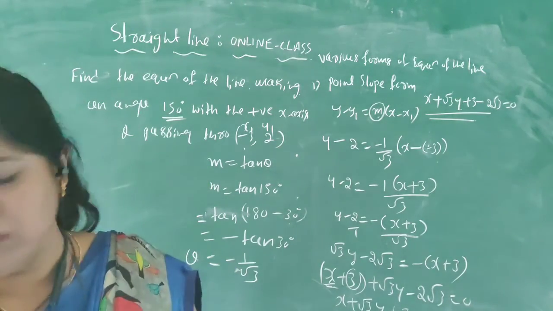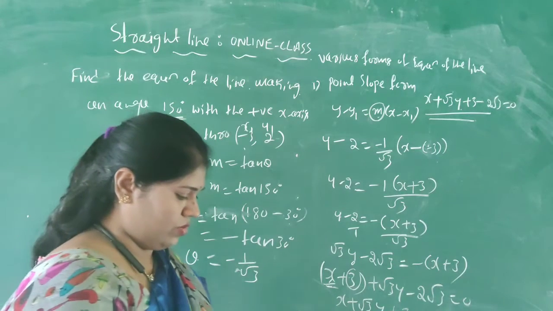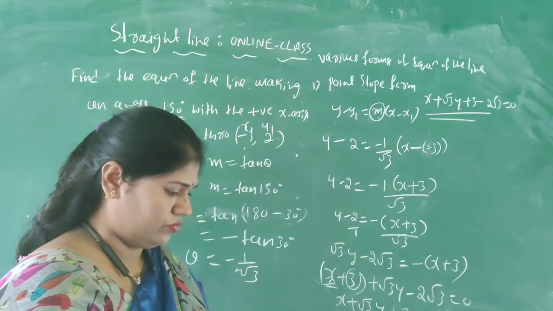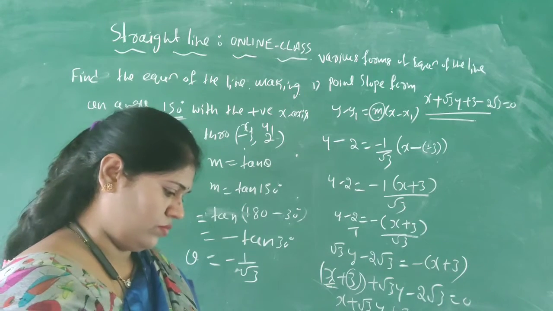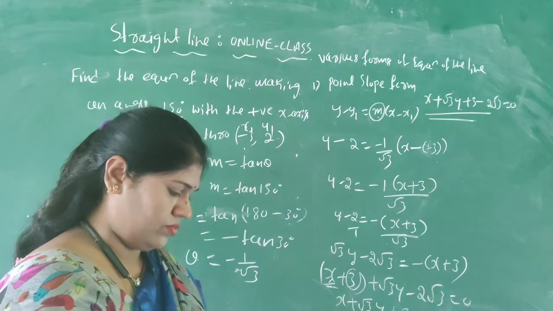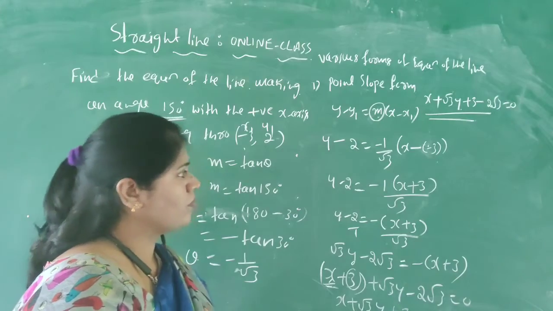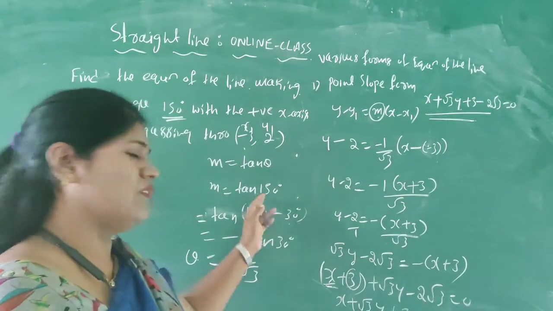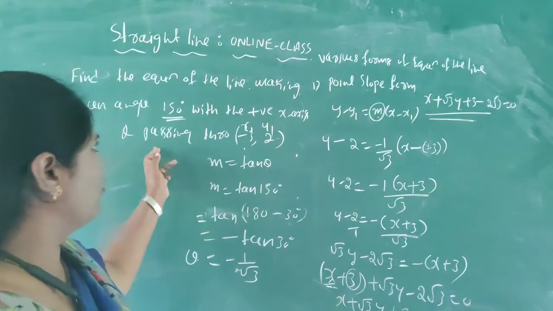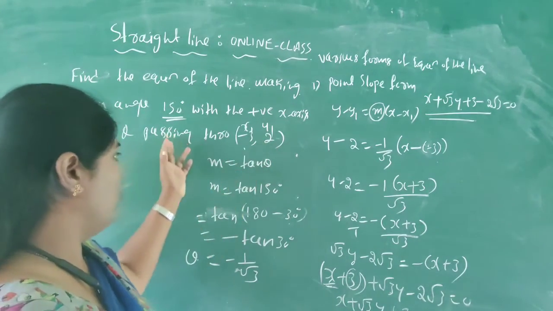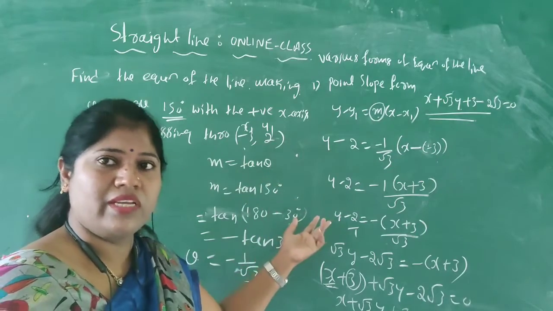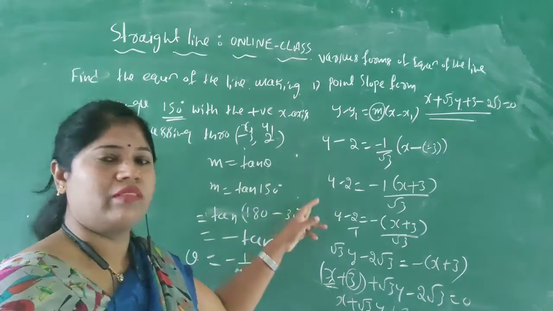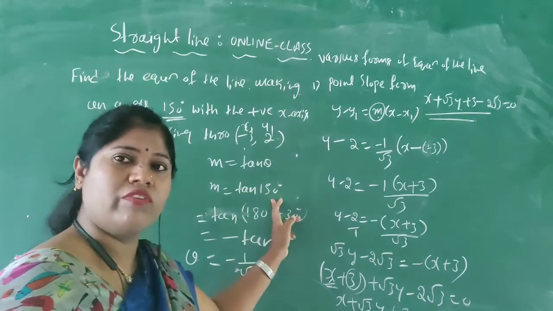We have done problems based on this. Did you understand this one? It is very easy and it is also important. First we need to find the theta value. How? m is equal to tan theta, so m is equal to tan 150 degrees.